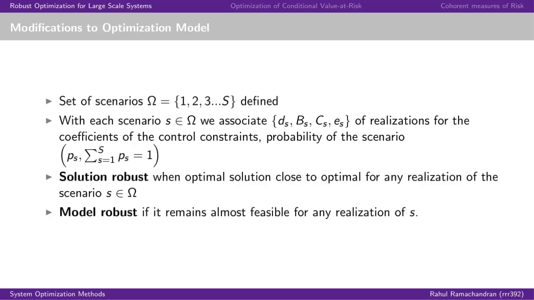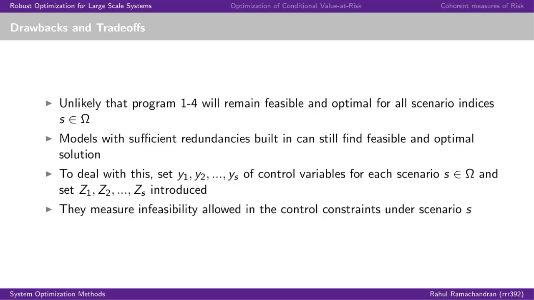The two types of robustness are solution robustness and model robustness. Solution robustness is seen when the optimal solution of the problem is actually close to the optimal solution regardless of the scenario. On the other hand, model robustness is seen if the optimal solution remains feasible for any scenario. The minimization problem we saw in the previous slide is not likely to remain feasible and optimal for all possible scenarios. Hence, a set of control variables is introduced for each scenario. They measure the infeasibility allowed in the control constraints for a specific scenario.